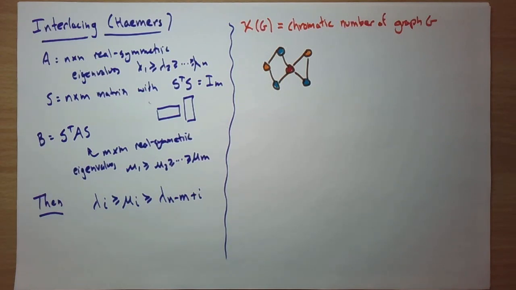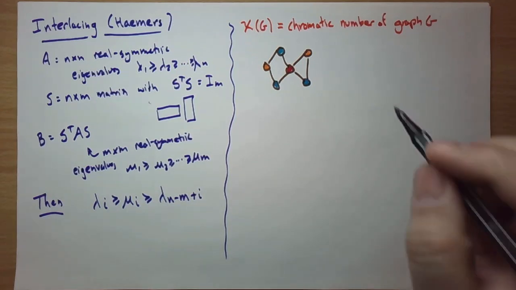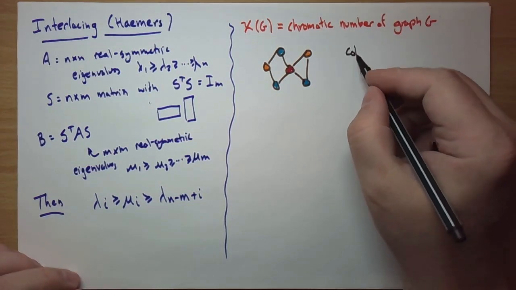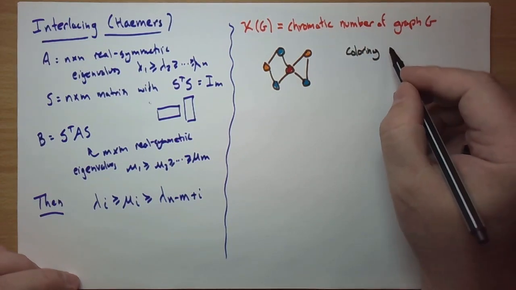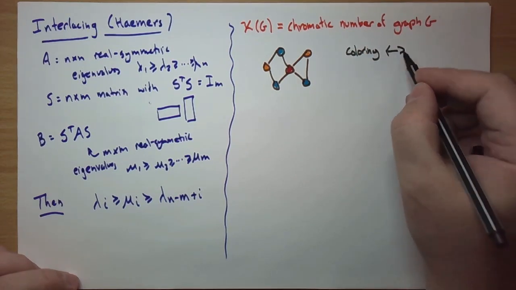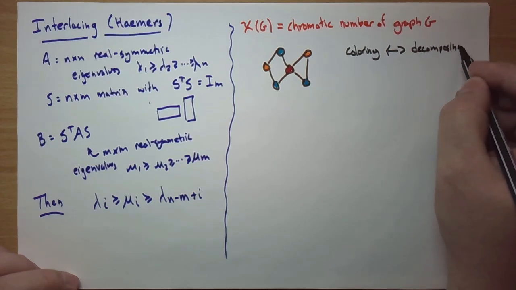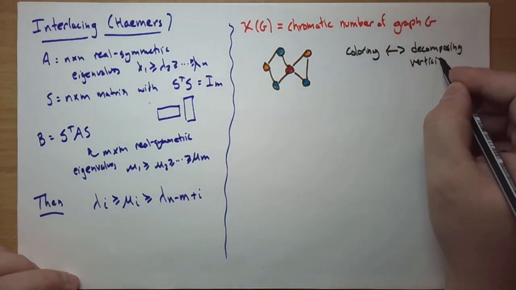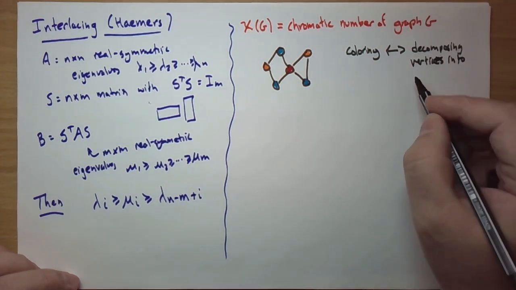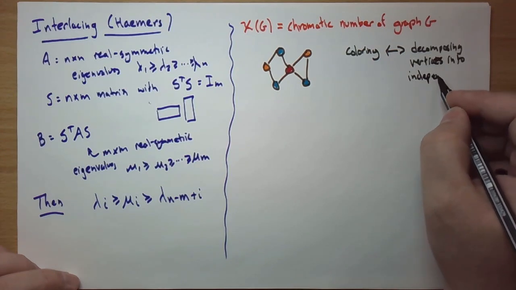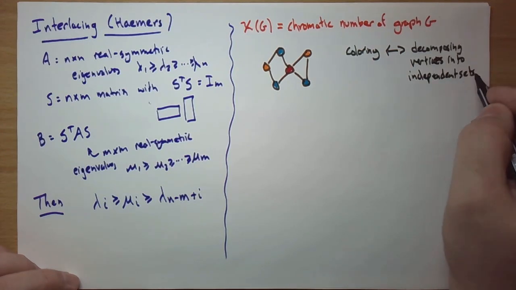Now, how do we think of coloring? Oftentimes when we think about this problem, we say, oh, this is all about putting colors and life is good. But really what colorings are is something slightly different. So what do we do when we do a coloring? Well, we're really decomposing our vertices into independent sets. That's what colorings ultimately are.